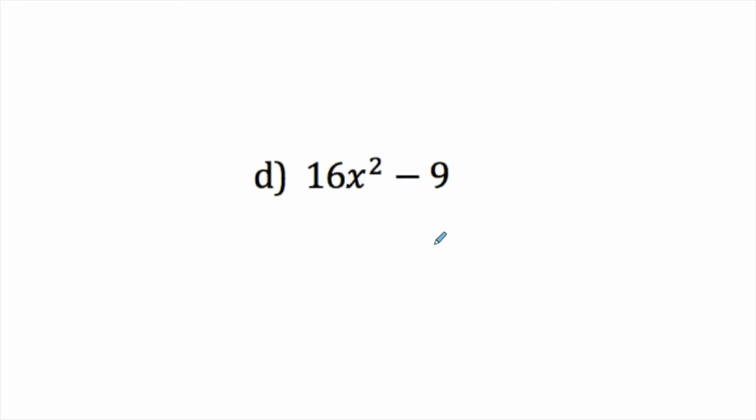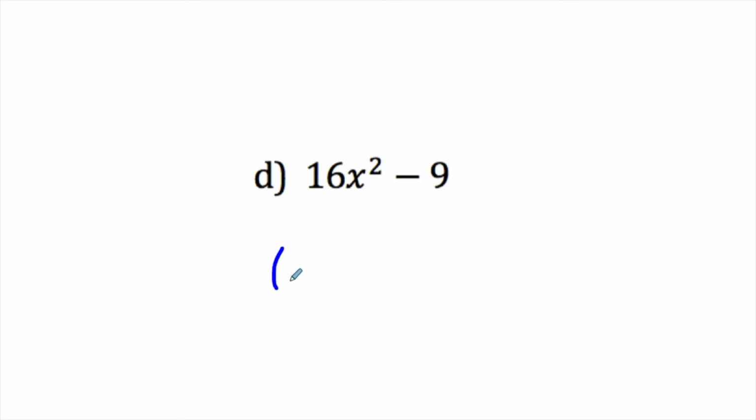Okay? Next, 16x squared minus 9. First of all, is it a difference? Yes. Do I have two terms? Yes. Now, when we do our third part here, are they both perfect squares? Is 16 a perfect square? Yes. X squared is a perfect square, and 9 is a perfect square.